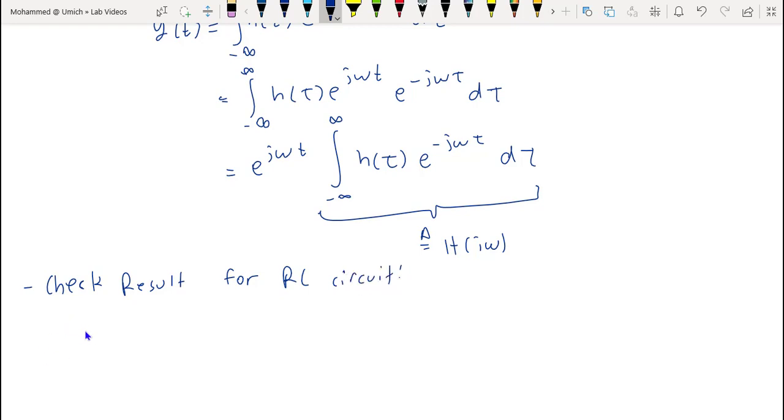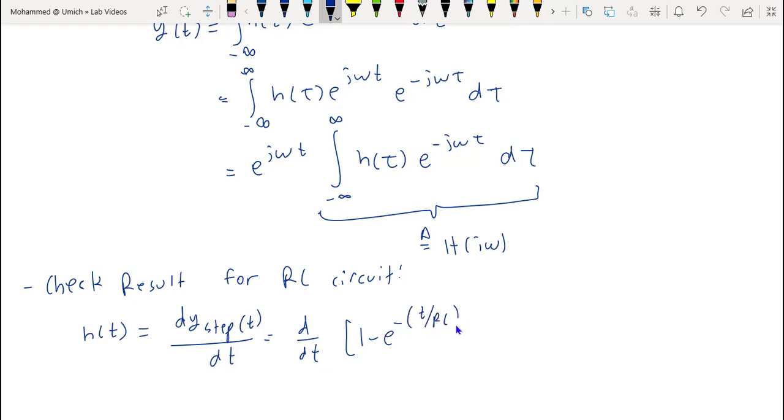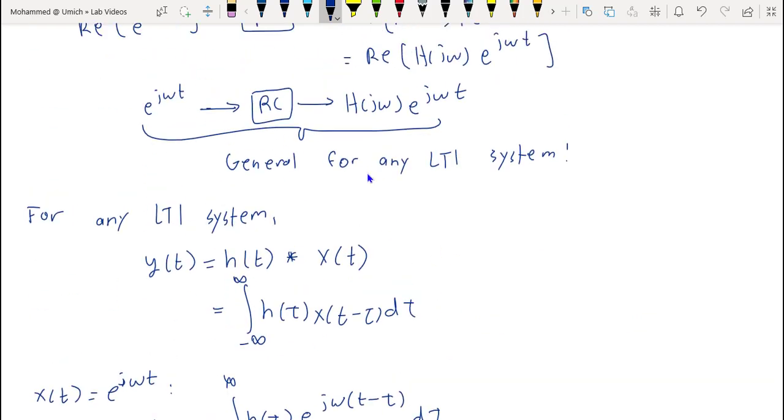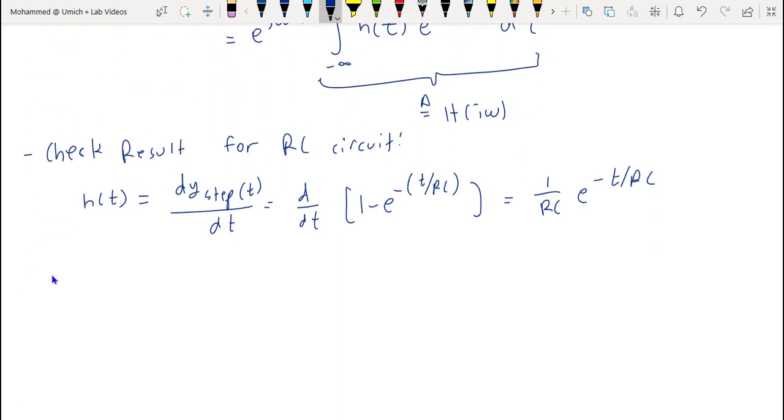As you learned in lecture, the impulse response can be computed from the step response by differentiating with respect to time. So this is d y step of t dt, which is d dt of 1 minus e to the minus t over RC, which equals 1 over RC e to the minus t over RC. And now we're going to put this into this integral and see if we get the same H(j omega) that we found through phasor analysis.